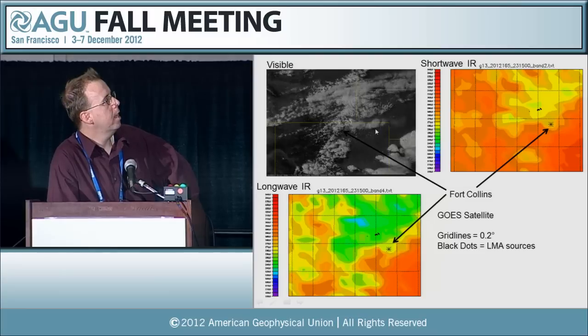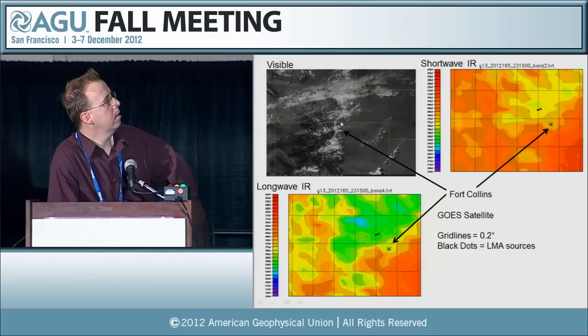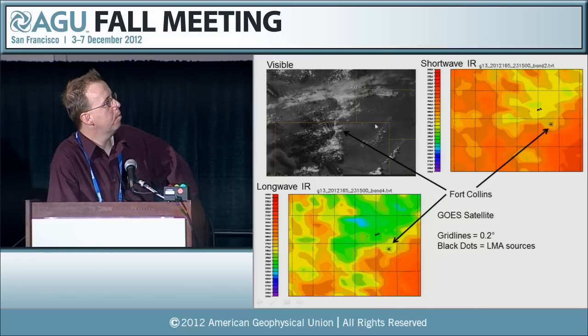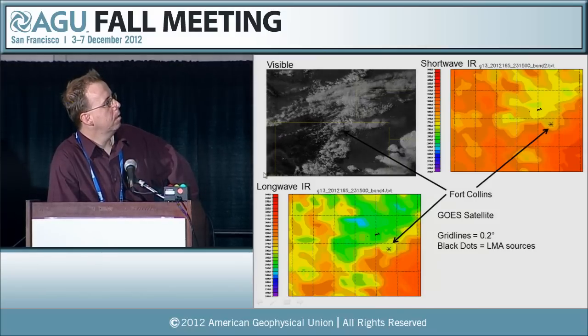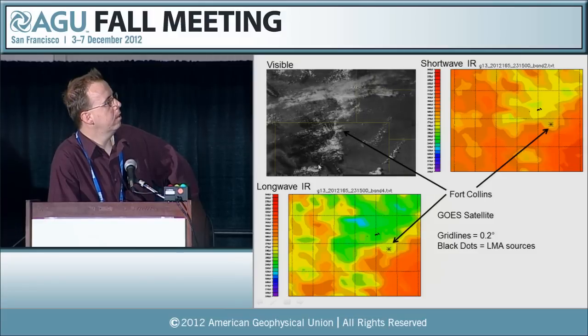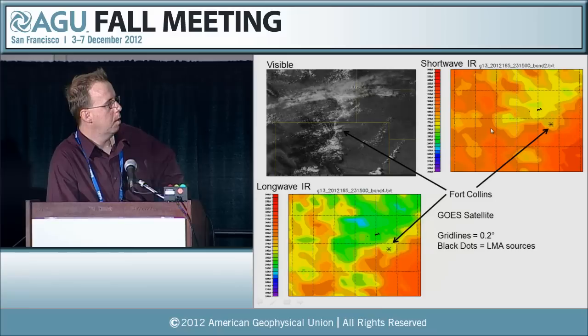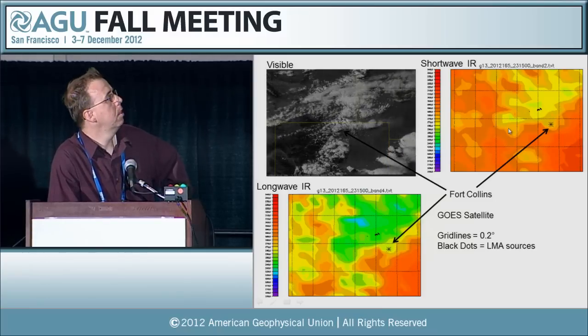So here I'm not animating the shortwave IR, instead I'm animating the GOES visible imagery. You see really rapid development of the plume through the period that it electrified. The flashes kind of occurred over a period of about 1 to 2 hours.